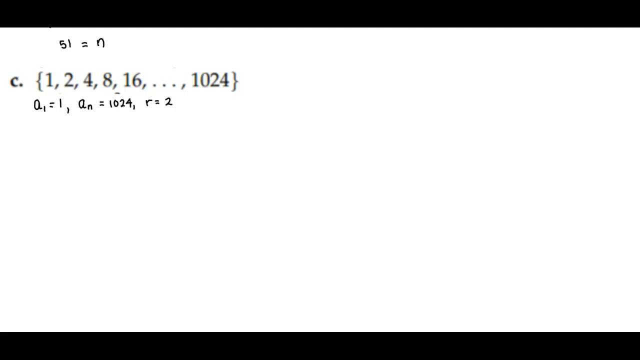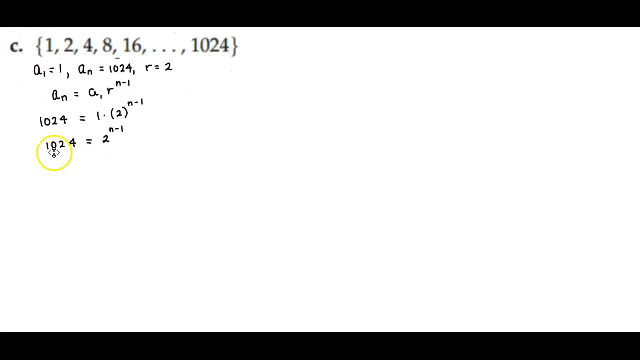Remember, the formula for the geometric sequence is a subscript n, which is equal to the first term times r to the n minus 1. So we know that A subscript n is equal to 1024, and this is equal to the first term times r, which is 2, to the n minus 1. So therefore we have 1024, which is equal to 2 to the n minus 1.